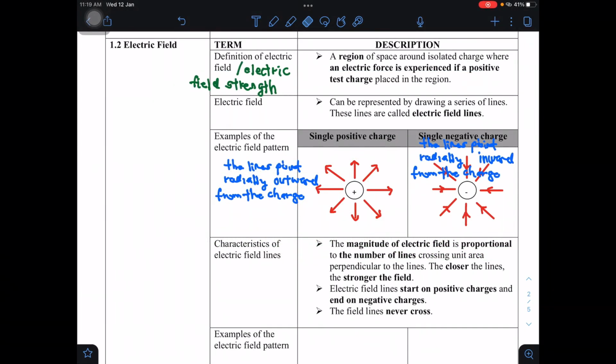So first, let's look at the definition of electric field. We are going to define the electric field strength. Electric field or electric field strength is a region of space around an isolated charge where an electric force is experienced if a positive test charge is placed in the region.